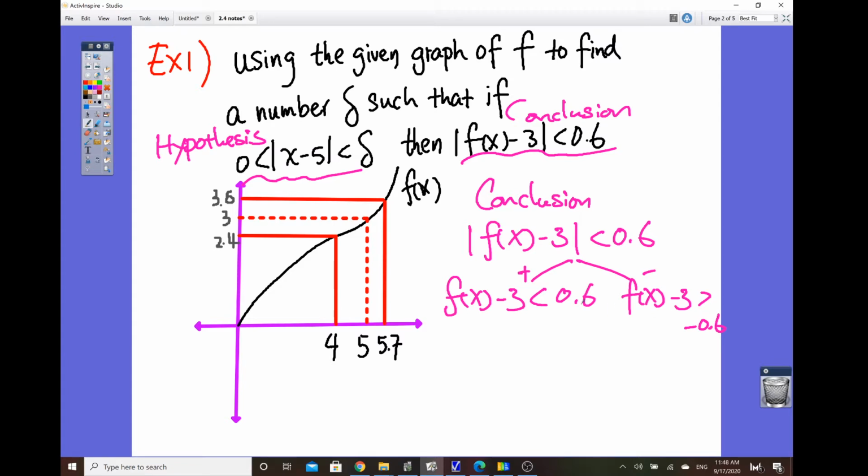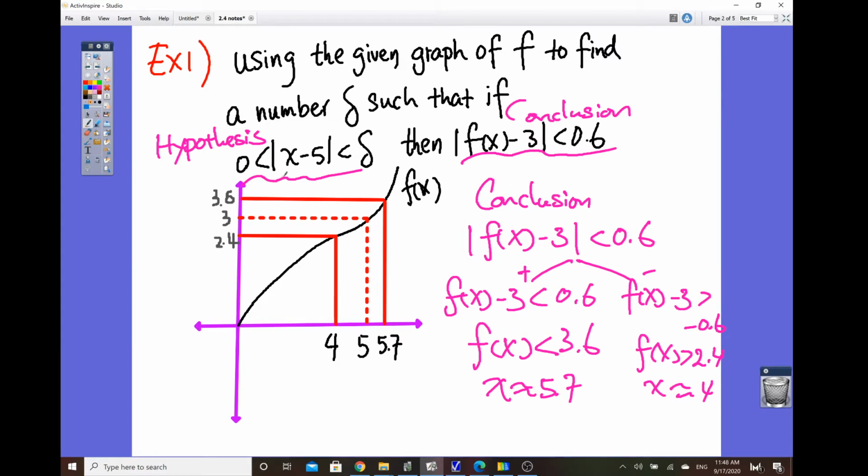Now let's look at the graph right here. What we got is f of x less than 3.6, and for the other one, f of x is greater than 3 minus 0.6, which is 2.4. So this is right between 2.4 and 3.6. As you can see, at 3.6 the corresponding x value is 5.7, and at 2.4 the corresponding x value is 4.